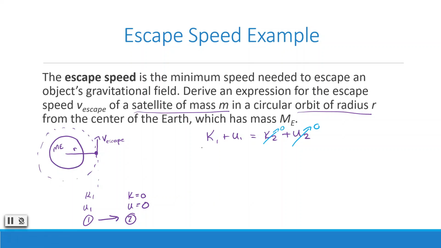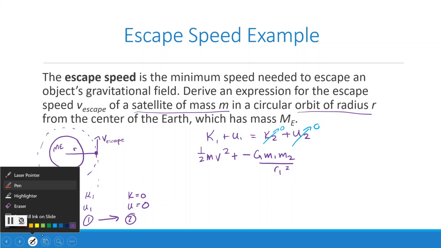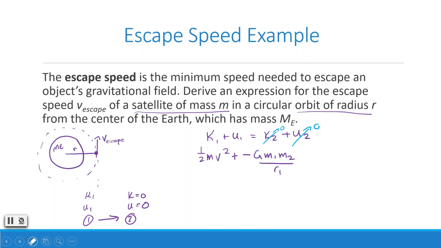And then my K1 is going to be 1/2 m v squared. My potential energy is negative G m1 m2 over r squared. No, not a square, I always do that with the square. It's just r1. So I'm going to call this one m1, and m2 I'm actually going to call the mass of the Earth. Let's erase that. I'm just going to call that one m_e. So this has to all add up to 0.